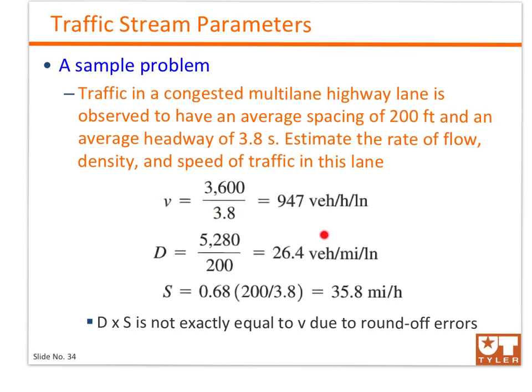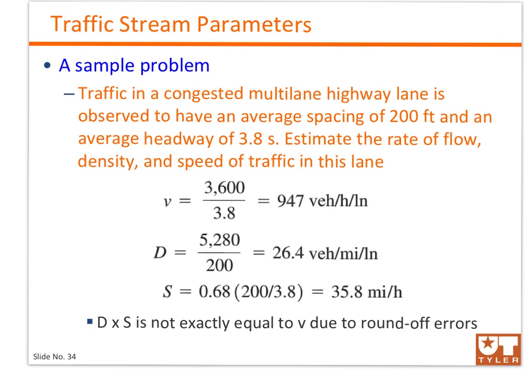The very first thing that we can get is the rate of flow. As we said, it's 3600, which is a constant number of seconds per hour, over 3.8, the average headway. Dividing 3600 seconds by the average headway gives me an estimated rate of flow of 947 vehicles per hour per lane. The density can be defined as 5280 over 200, which is the average spacing. If you divide 1 mile, which is 5280 feet, by 200 feet, that gives you an estimated density of 26.4 vehicles per mile per lane.